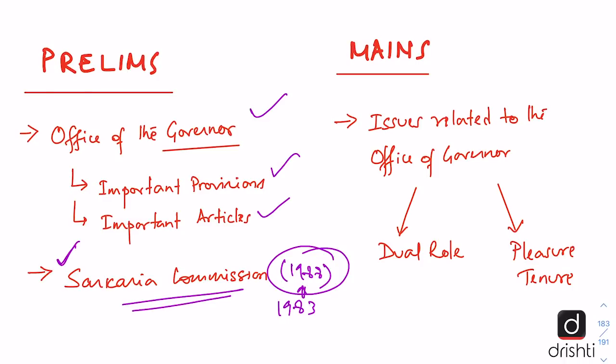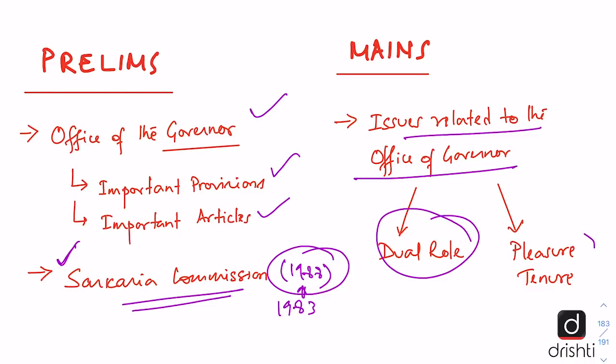One should know that. In mains, the question can be on issues related to the office of governor, and these issues basically arise from the dual role assigned to the office of governor, where the governor is supposed to be the constitutional head of the state as well as an agent of the center, and that sometimes leads to conflict. Also, the pleasure tenure of the governor is an area of concern, because there is no stability of tenure, so the governor is always dependent on the central government. So questions in mains can be asked on these areas, and the topic of governor is very important from both prelims and mains perspective. So this was all in today's editorial analysis.